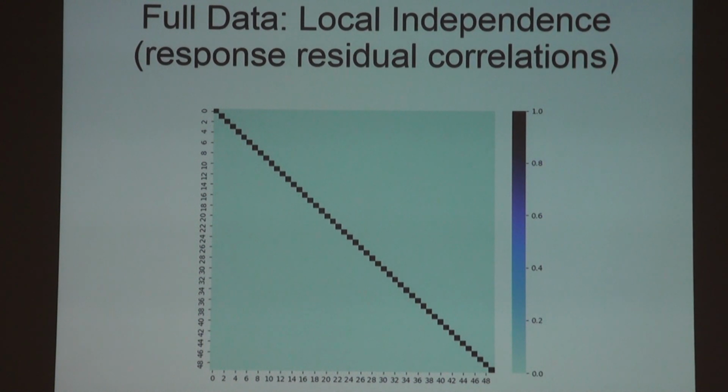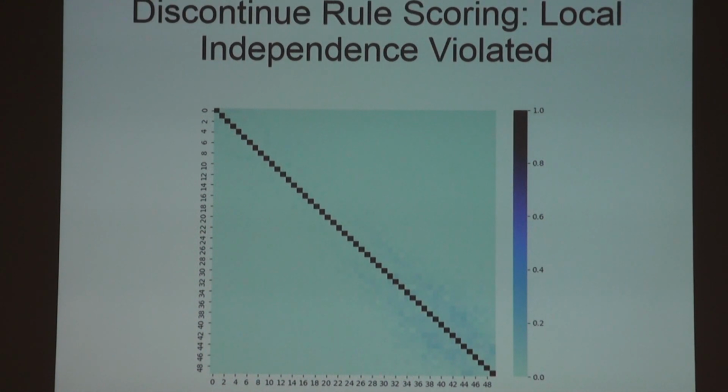Once we apply the discontinue rule, this happens. It's not huge. I could probably have triggered a little bit more if I wanted. I used 5 items. If I only used 2 items for the discontinue rule, I would probably have had higher residual correlations. So what you see is all these not really light blue dots here show that there are residual correlations, and they're quite systematic.